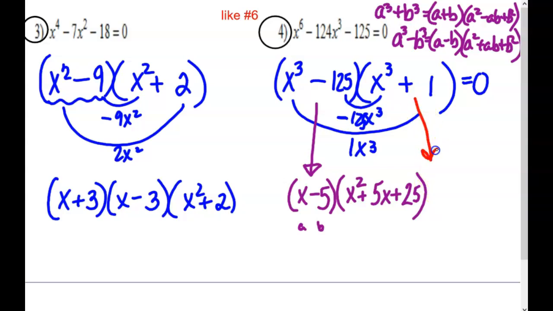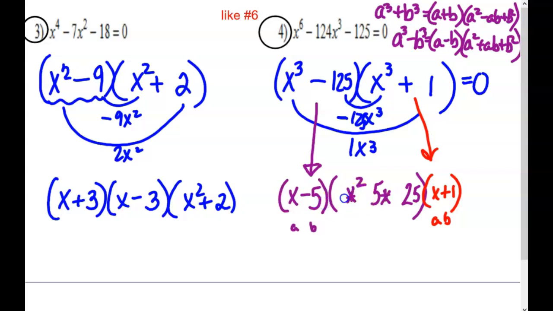All right, what's this one? Cube root of x cubed is x. Cube root of plus 1 is plus 1. Now this is our new a and b. I don't know if I can scoot this over, and I'm almost out of room. Goodness, that would be a no. I can't scoot it over. All right, I'm just going to have to squeeze it in there.